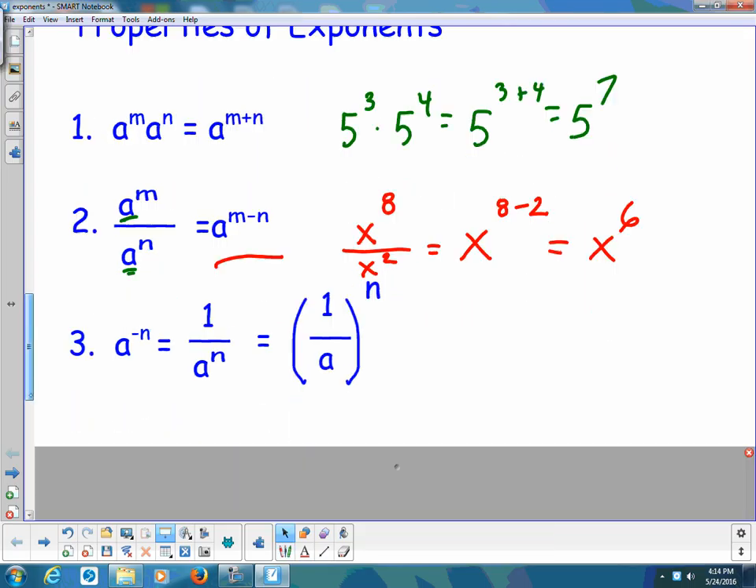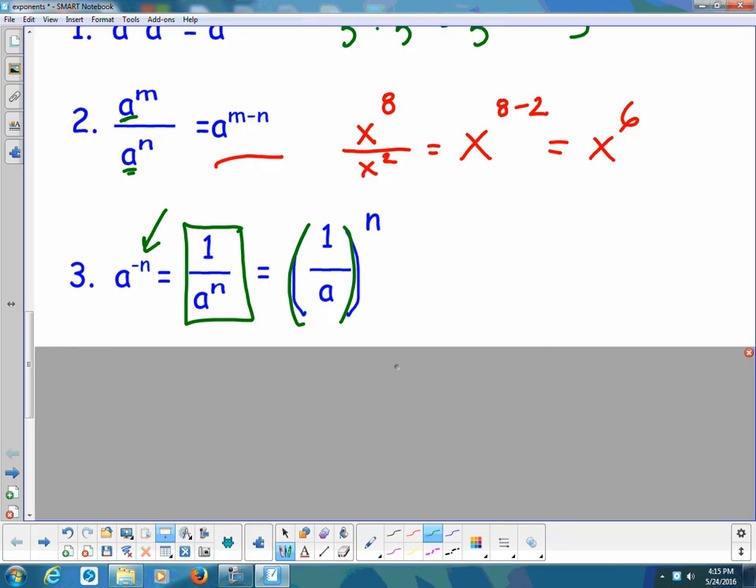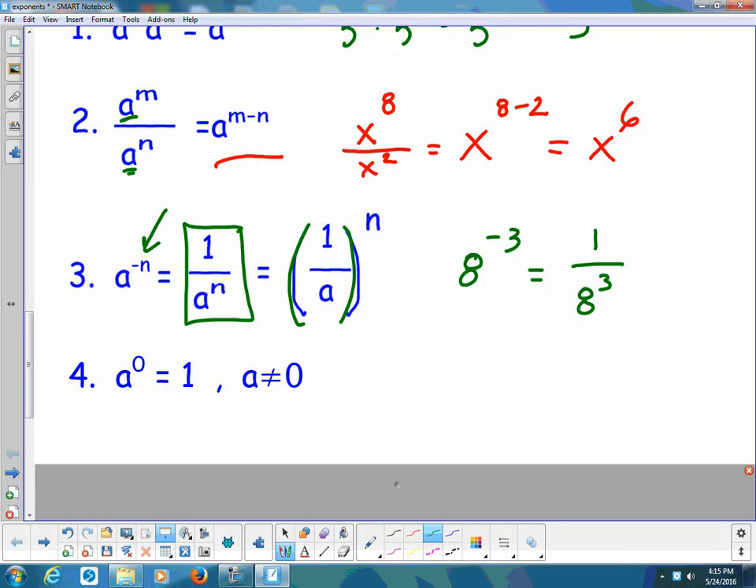Let's take a look at property number 3. For this property, this is a negative exponent now. So if you have a to the negative n, that's the same thing as writing 1 over that same base of a raised to the positive n. Or you could write it as 1 over a in parentheses, and that gets raised to the n. So for example, if I have 8 raised to the negative 3rd, that's the same as writing 1 over 8 to the positive 3rd.